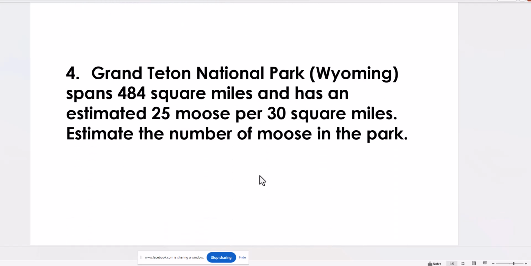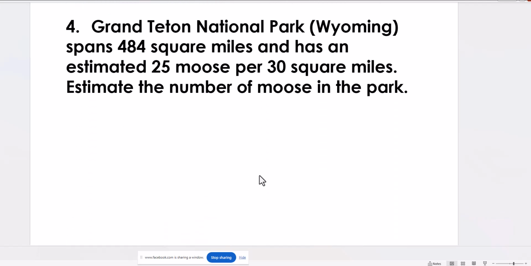All right. You are going to try this one by yourself. Grand Teton National Park, Wyoming, spans 485 square miles and has an estimated 25 moose per 30 square miles. Estimate the number of moose in the park. I'm going to give you a little time to figure out this one, and then, yep, we are going to work it together.